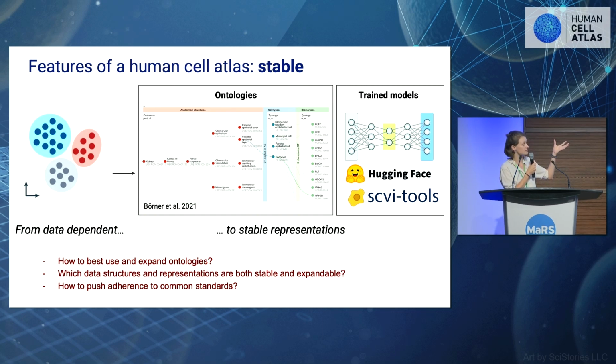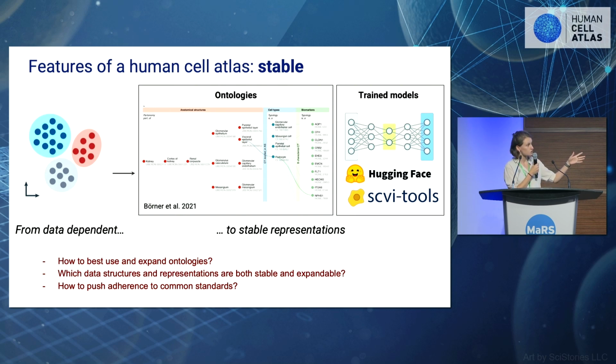And stable representations can take different views. On one side, we could think of things like ontologies as stable representations. So if we have a stable label for a cell type that we can expand and that we can relate to things like the tissues and the biomarkers, then the underlying data can change, but we can update this representation.